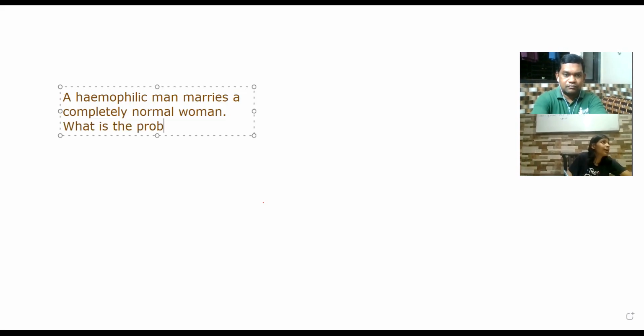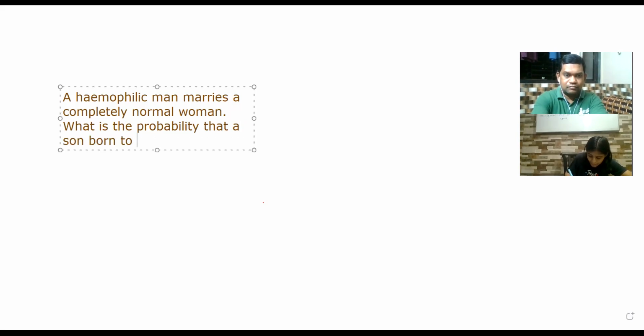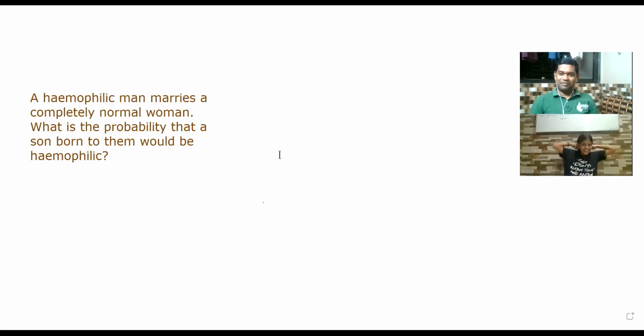X^h Y. Completely normal woman. Completely normal will be HH with capital letters. Now the question: a hemophilic man marries a completely normal woman. What is the probability that the son born to them would be hemophilic? Come on, do it.